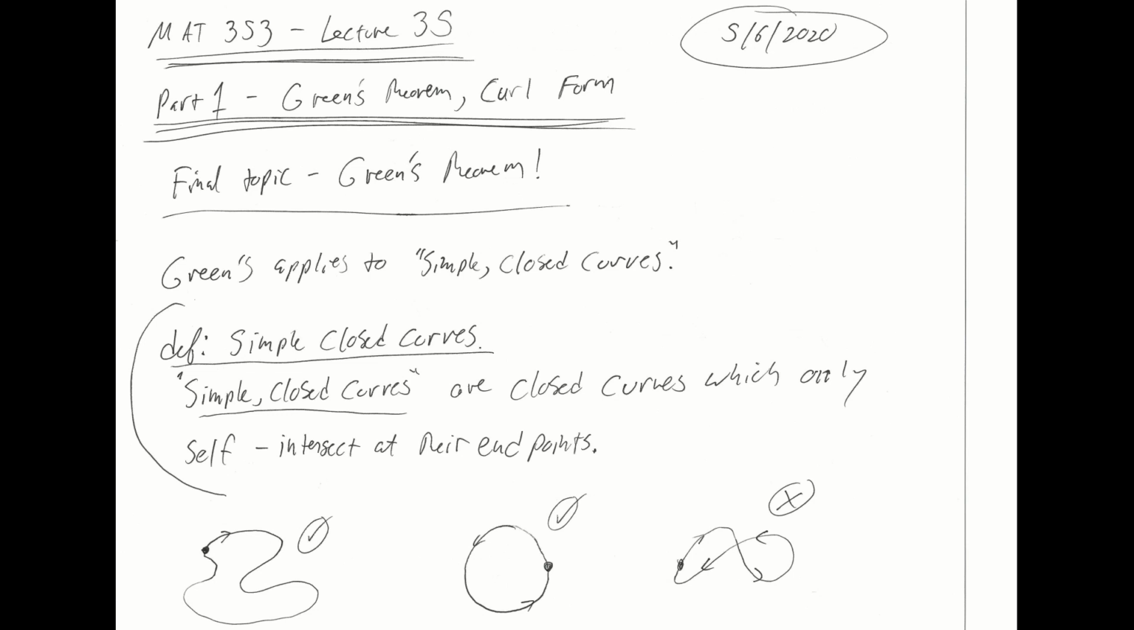But those closed curves were allowed to self-intersect, essentially. They could cross over themselves as long as they eventually ended where they had begun. Simple closed curves are closed curves, but they do not have any self-intersections except for the endpoints. So they are closed curves, they do end where they began, and yet that is the only time that the curve meets itself, effectively. So the bottom two pictures here are of simple closed curves, and the third picture here is of a closed curve, which is not simple because it does have this non-endpoint self-intersection.